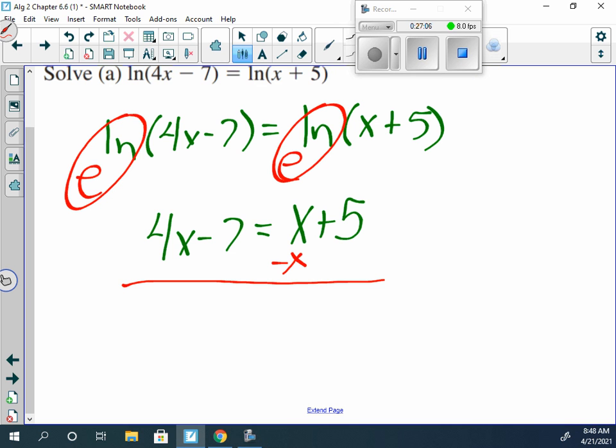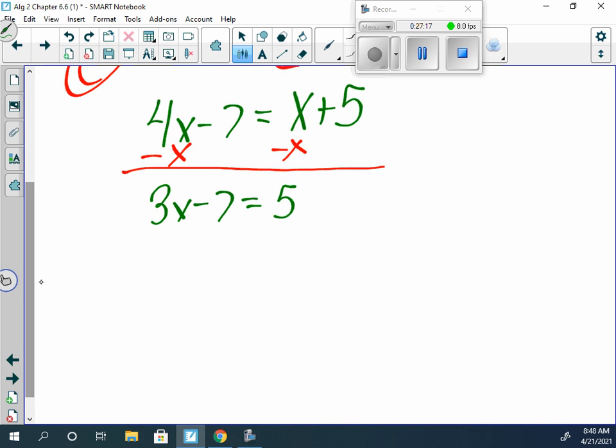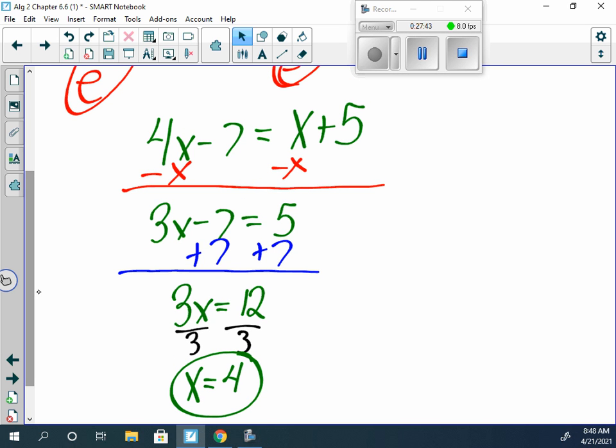I'd subtract x from both sides. So we have 3x minus 7 is equal to 5. Then we can add 7 to both sides. Divide both sides by 3, which tells me x is equal to 4, and that is it here.